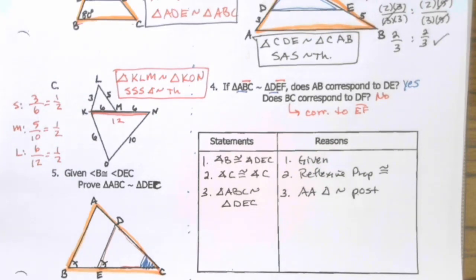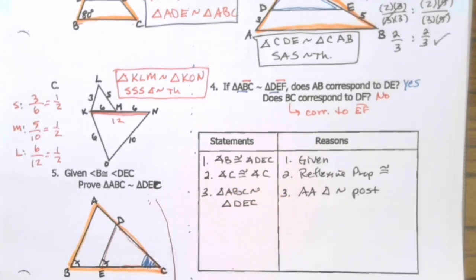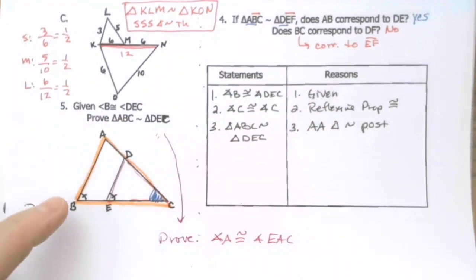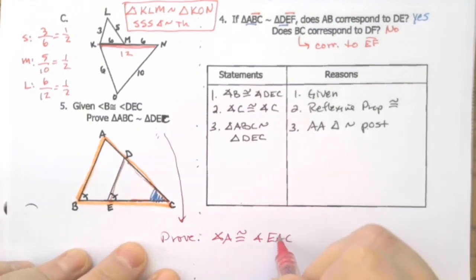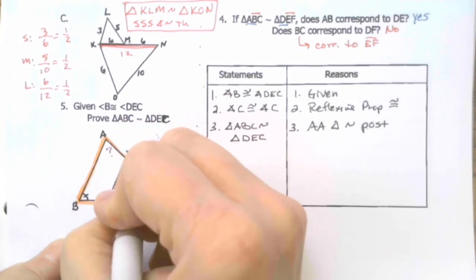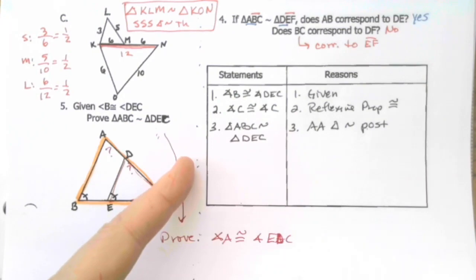Now, on your homework, they're going to want you to go one step further. After that, they're going to ask you to prove angle A congruent to angle EDC. They might not even tell you to prove the triangles. They might just tell you to prove that A and EDC. Oh my goodness, my notes are terrible. So we would want to prove that those two are congruent to each other, which we can do after we prove the triangles are similar.